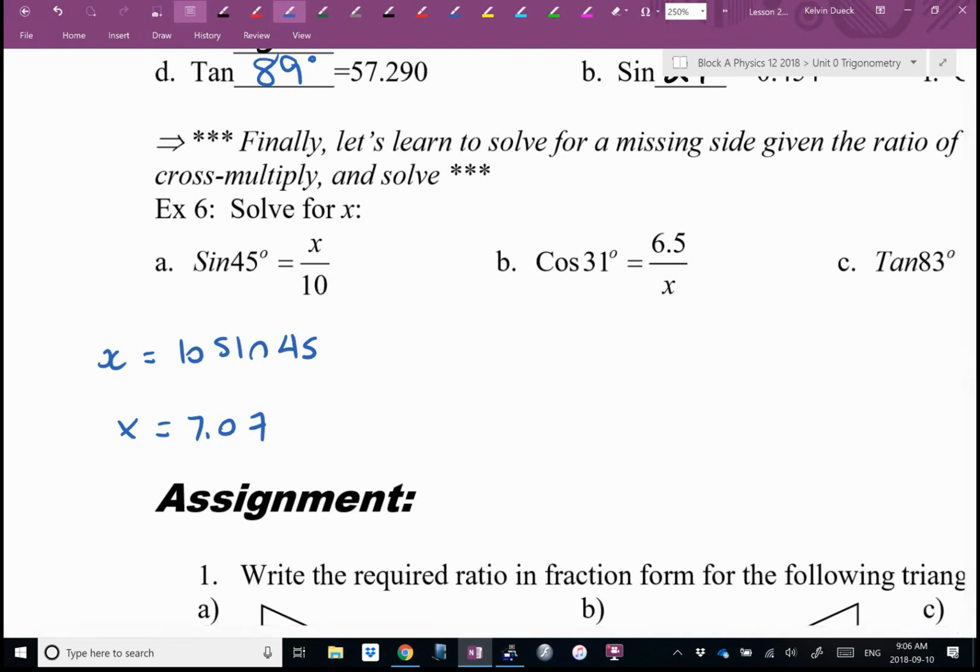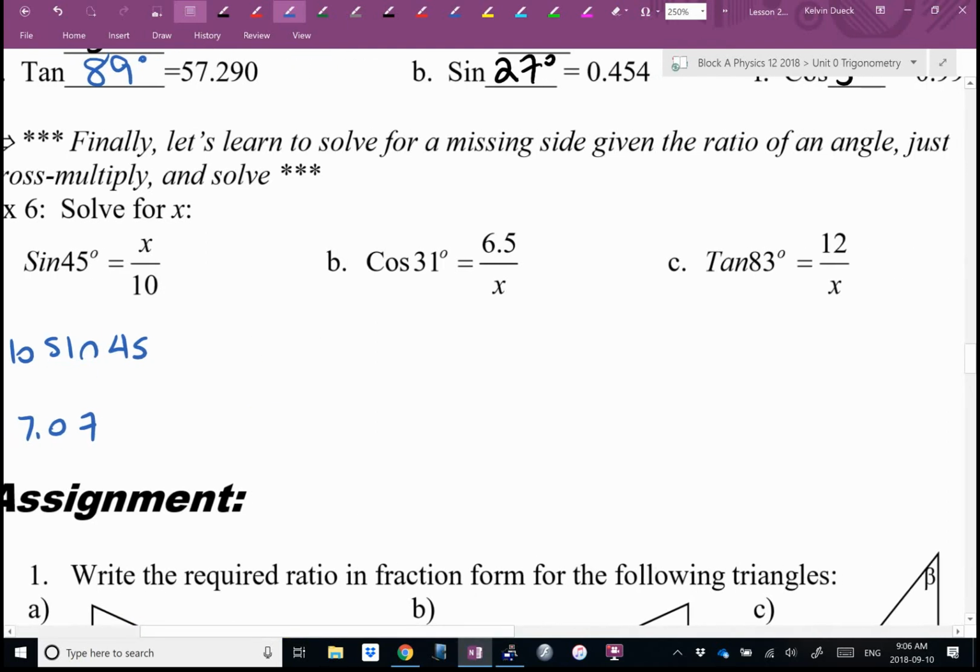B. What's the difference between A and B in terms of the x's location? What do you notice? Okay, it's on the denominator. In trig, there's going to be two main types. The x is going to be on the top or on the bottom, on the numerator or on the denominator, and thanks for using a math word.